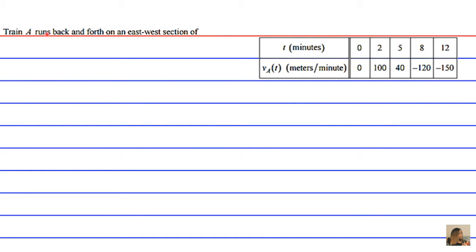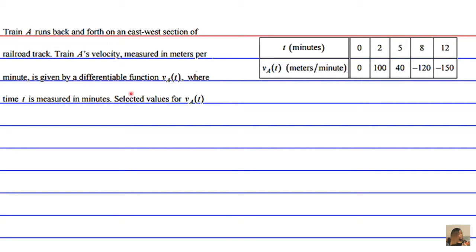Train A runs back and forth on an east-west section of railroad track. Train A's velocity, measured in meters per minute, is given by a differentiable function, VA of t, where time, t, is measured in minutes. Selected values for VA of t are given in the table above, as shown here. So the first row is selected times in minutes, and the second row consists of their corresponding velocities. So here we see velocity is a function of time and distance.